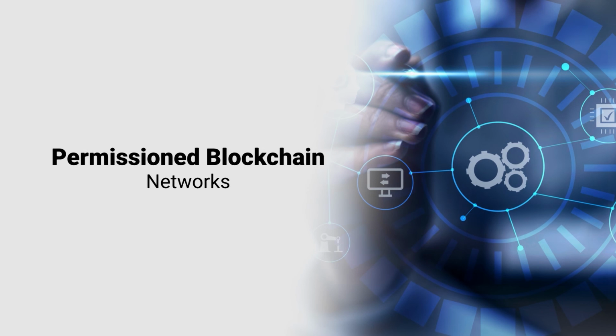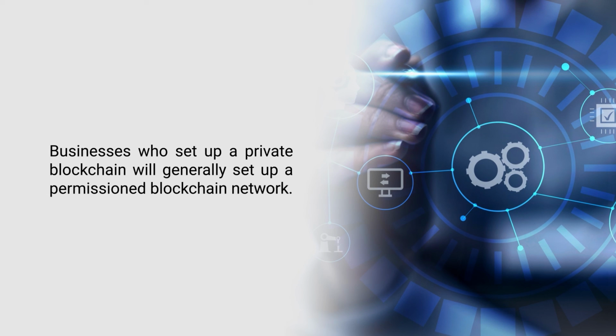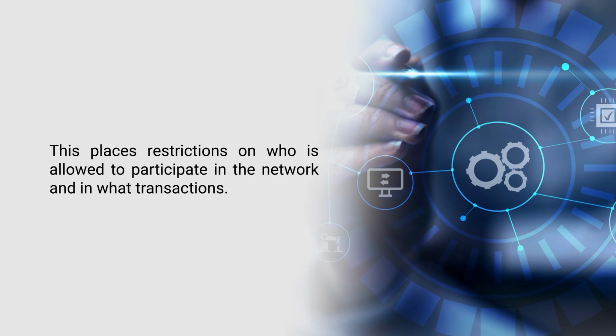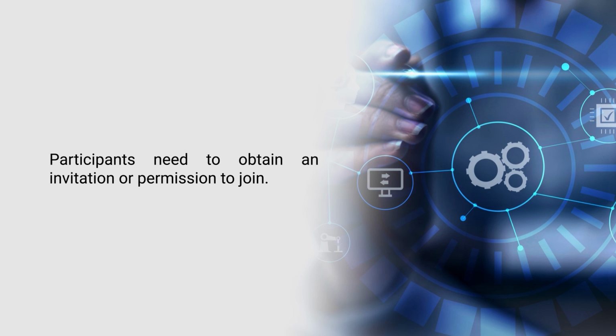The third type of network is the permissioned blockchain network. Businesses who set up a private blockchain will generally set up a permissioned blockchain network. It is important to note that public blockchain networks can also be permissioned. This places restrictions on who is allowed to participate in the network and in what transactions. Participants need to obtain an invitation or permission to join permissioned blockchain networks.